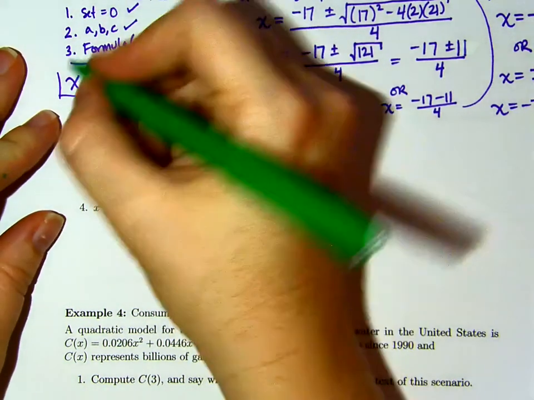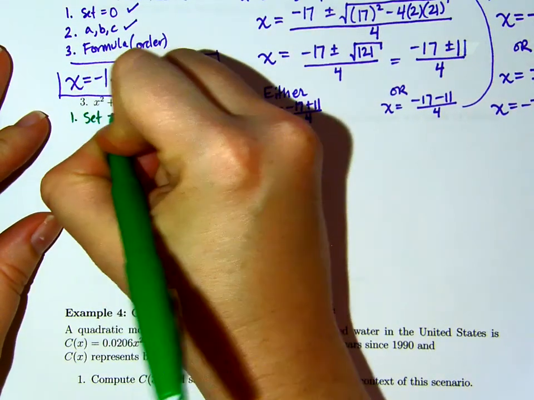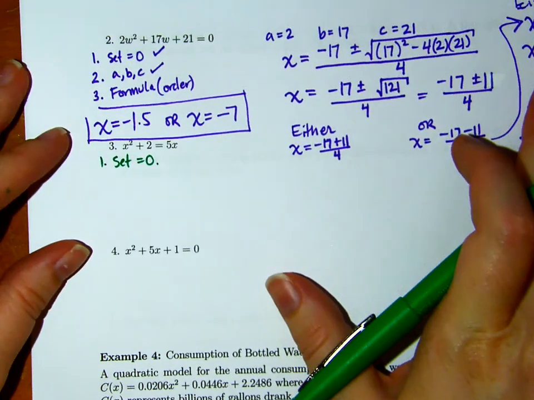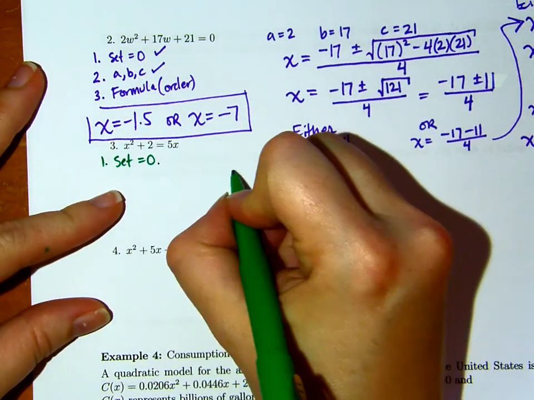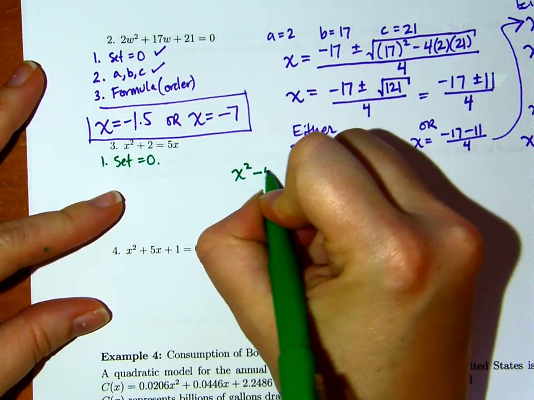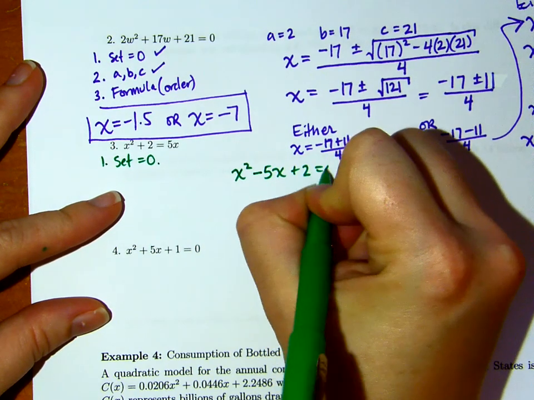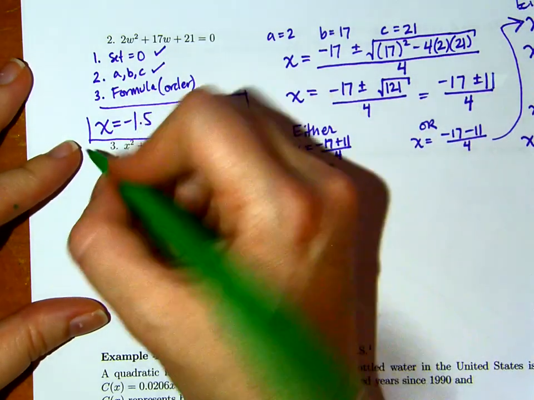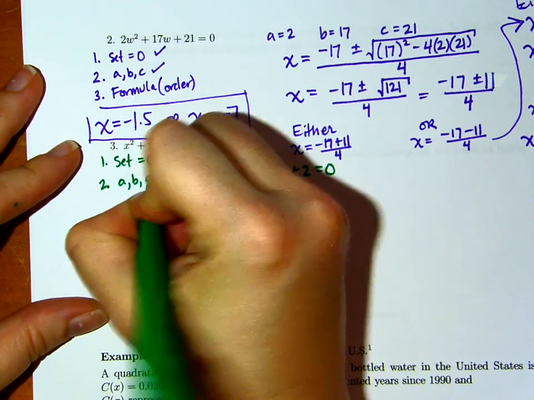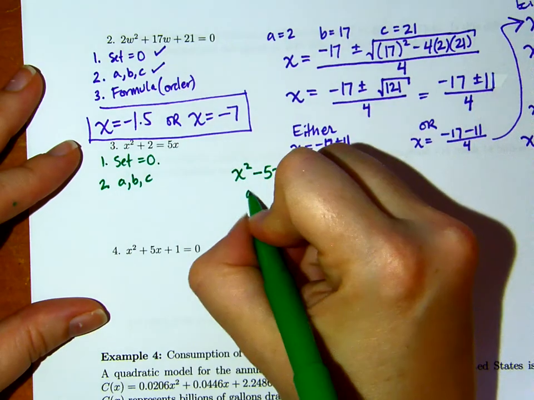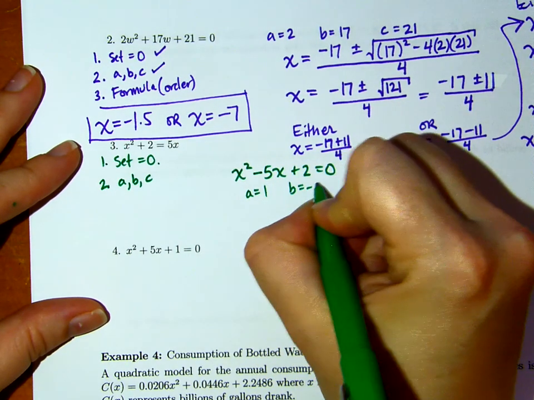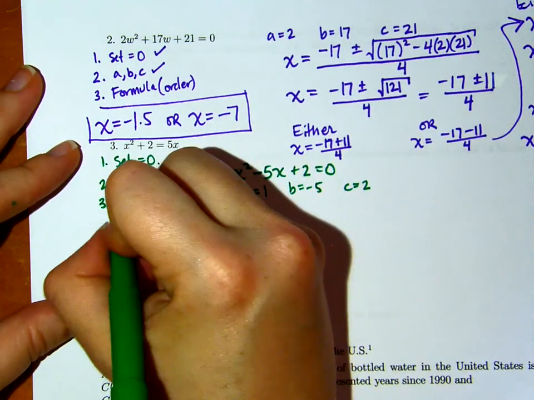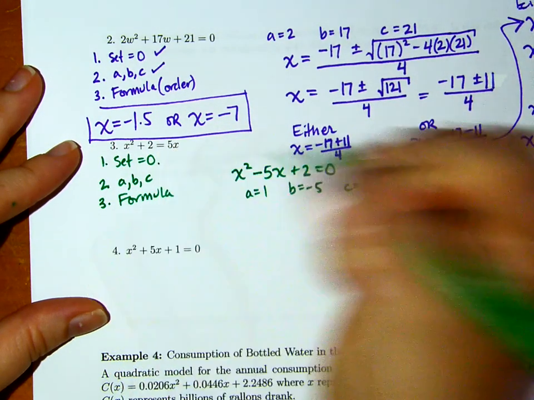Okay, step 1, set equal to 0. That is not done here, so we better do that first. We would have x squared minus 5x plus 2 equals 0. I deducted 5x from both sides. Step 2, A, B, C. So A is 1, B is negative 5, C is 2. Step 3, formula with its order.